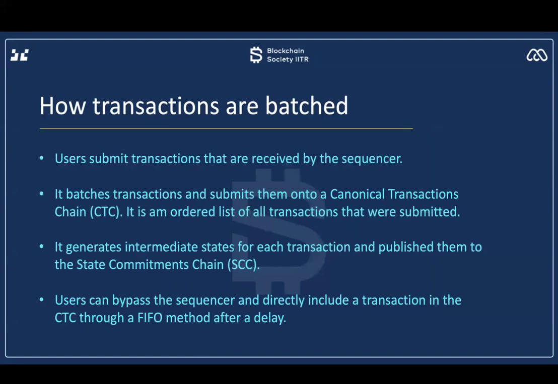In order to do that, we'll have to first understand how transactions are sequenced and batched in layer 2s. We have an entire week of lectures coming up on sequencers, so we'll go into detail in those lectures. But for this lecture, let me just give you a preview of how that happens. Whenever a user submits a transaction, it is received by an entity called a sequencer. The sequencer basically batches the transactions and submits them onto something called a canonical transaction chain, and it generates a state for each of these transactions. Users also have an option to not use the sequencer and submit directly to the CTC, but it comes after a delay.